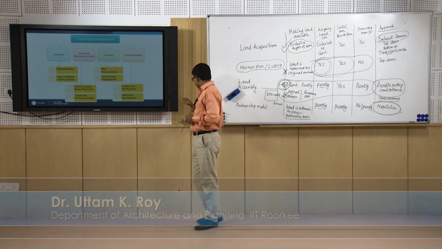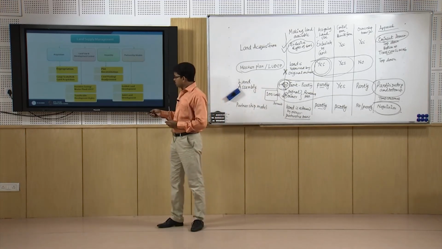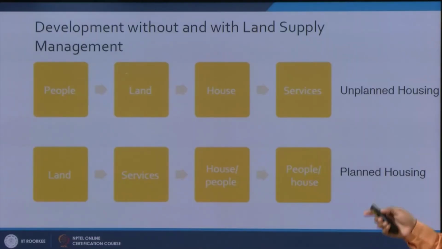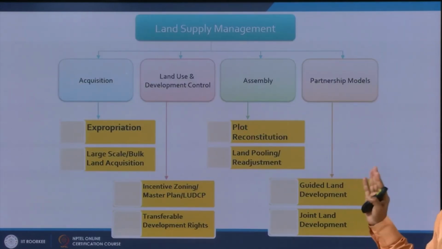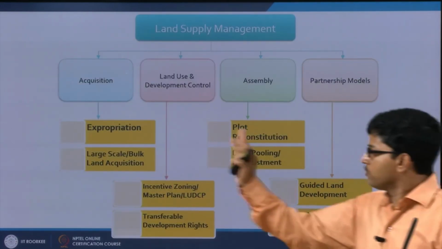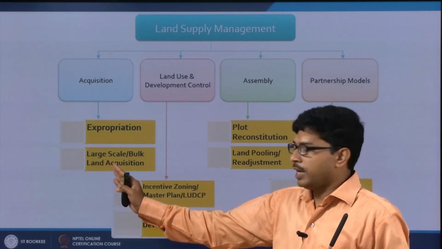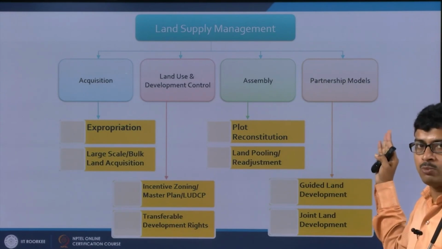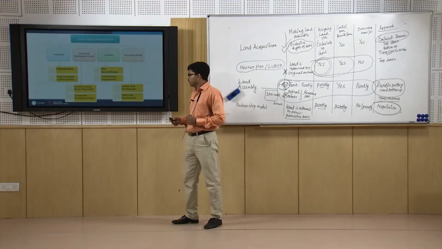So, based on this, today we discussed the dynamics of land value, accessibility and city form, the essence of unplanned and planned housing, and also we discussed the 4 approaches in land assembly, starting from a very difficult or time consuming method to a more partnership method to a more participatory method. The 4 approaches we have and we can use as per our requirement.